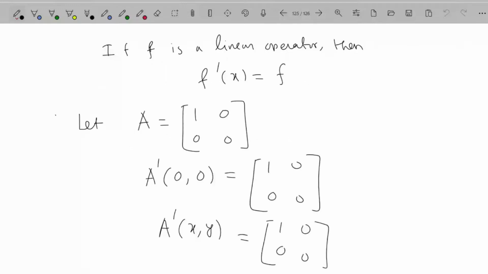1 0 0 0 is a function from R2 to R2. This is a part of vector space. Any linear mapping in a vector space from Rn to Rm can be thought of as a matrix of order m by n. Similarly, any matrix of order m by n can be thought of as a linear mapping from Rn to Rm. So that's how it's a function, and that's how the derivative at that point is only a point.